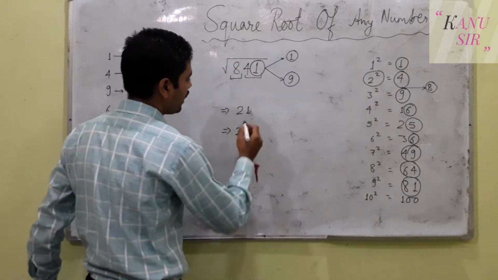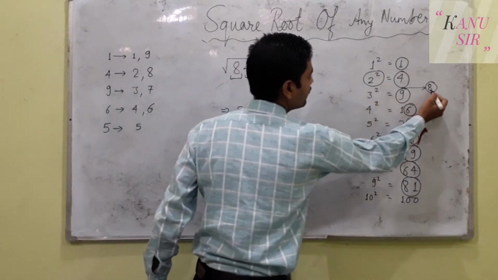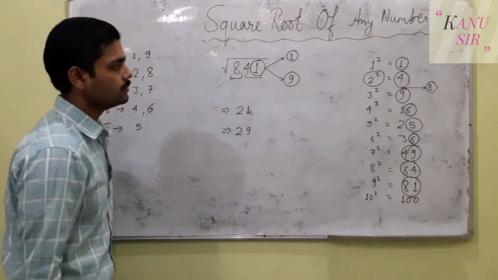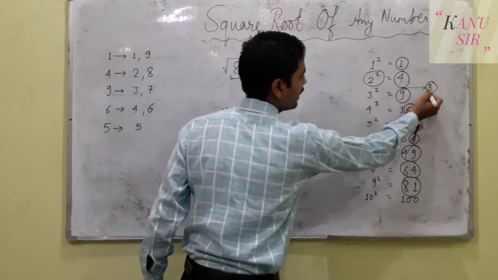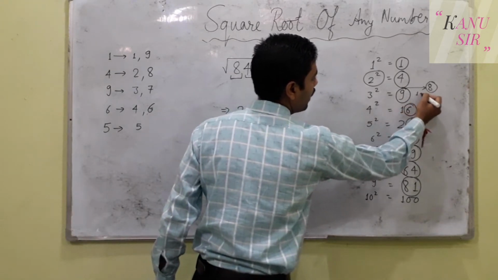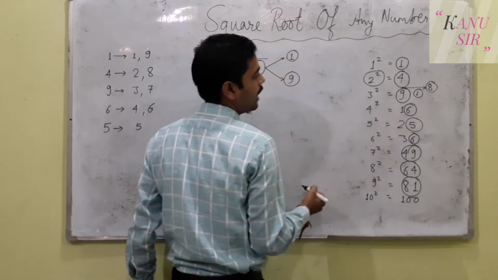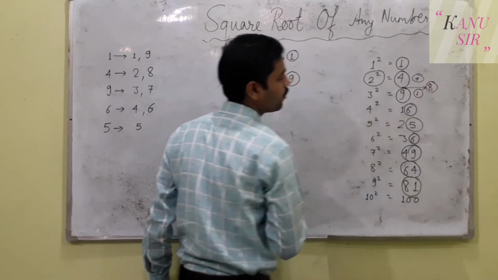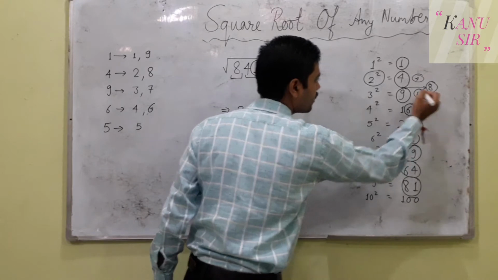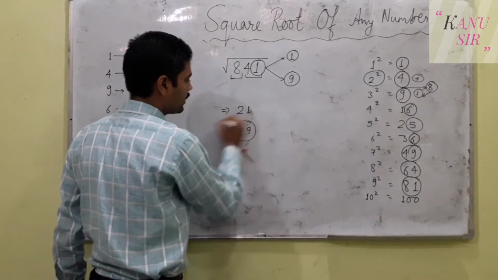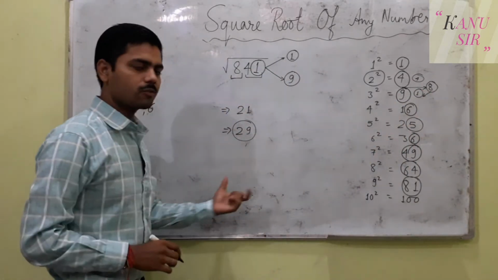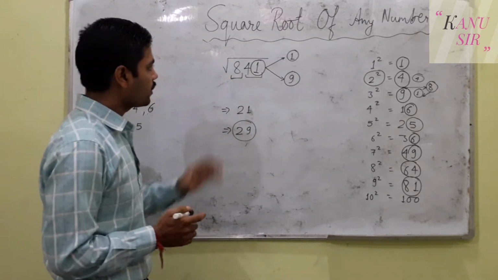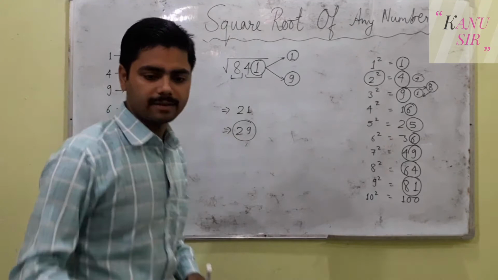After that we have to check whether 8 is nearer to 9 or nearer to 4. Easily we can understand 8 is just one number away from 9, whereas 8 is 4 numbers away from 4, and hence it is nearer to 9, so the answer is 29. So the square root of 841 is 29. And if you are not clear about it, let us take another example.